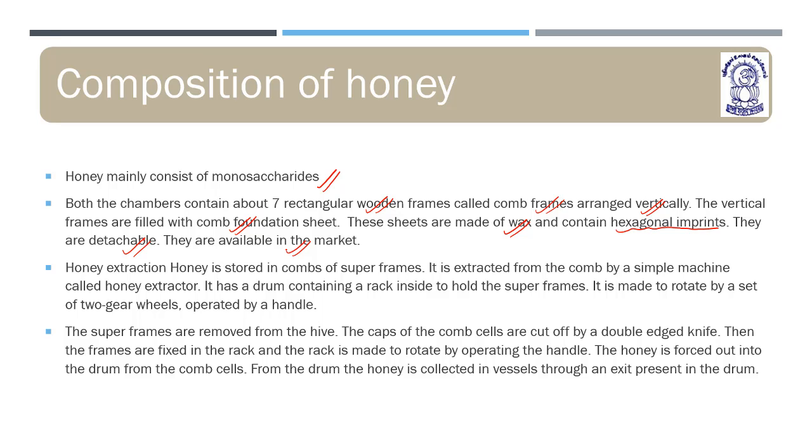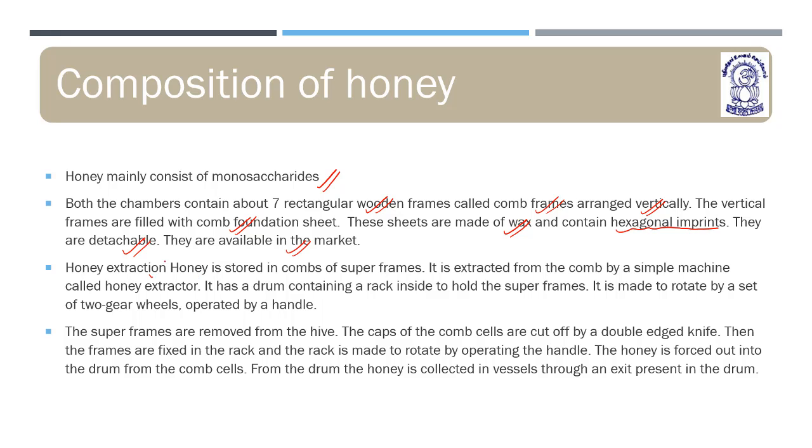So the chambers containing seven rectangular wooden frames are called comb frames, which are vertically arranged. These vertical frames are filled with comb foundation sheets, which are made up of wax and contain hexagonal imprints. These sheets are detachable and available in the market.